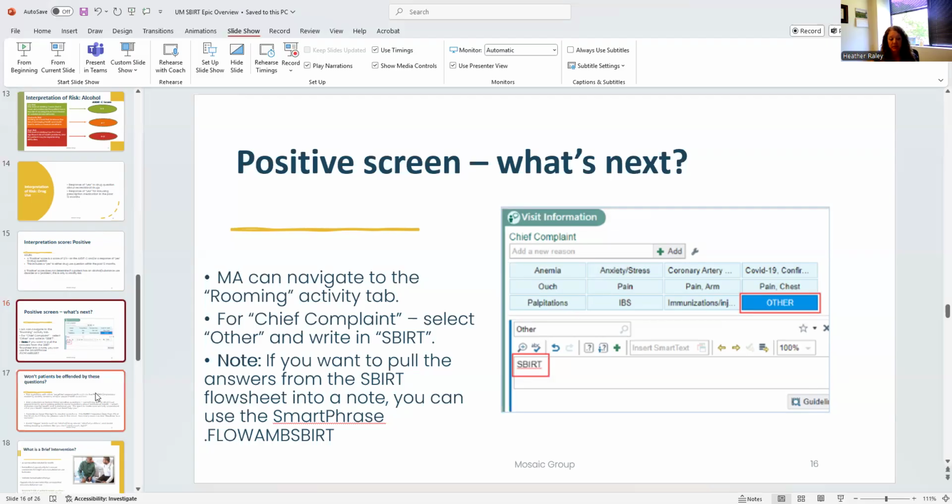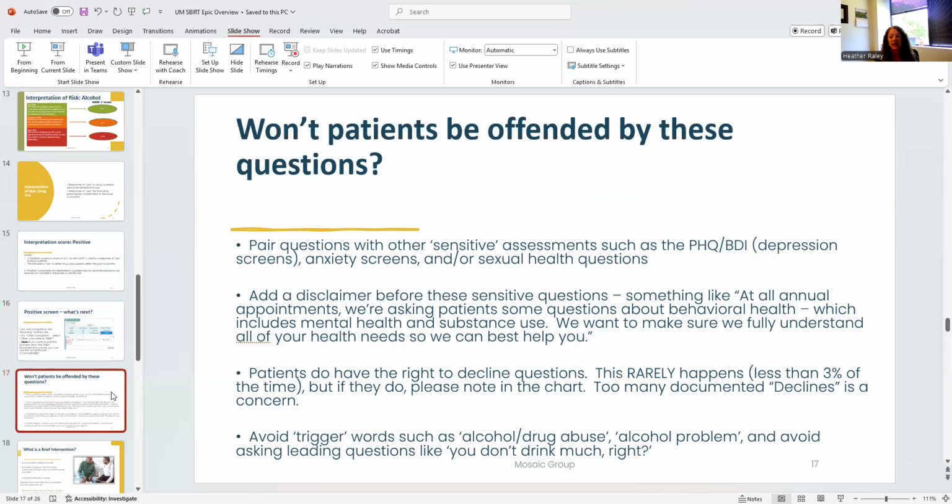and they know to intervene. One question that I get asked a lot by MAs and staff completing the questions is, will my patients be offended by these questions? And the truth is, from doing 1.5 million screens across the state of Maryland over the last 8 years, it is very rare that patients are offended by these questions. By now, in primary care, patients are used to being asked questions about things like sexual health, self-harm, safety in their house, depression, and anxiety.